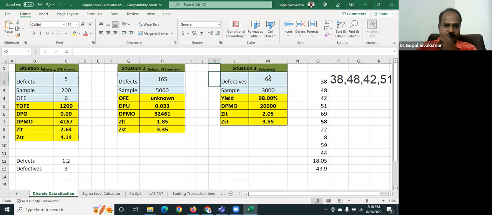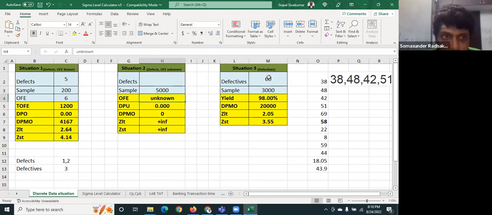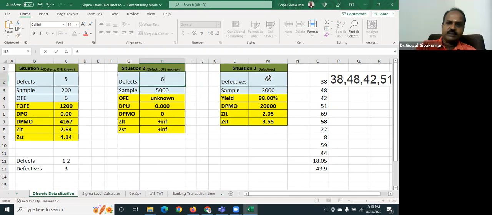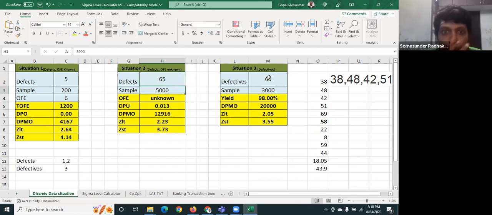Now imagine you have sampled 5,000 units. In that 5,000 units, you noticed 65 defects. What is the difference between the current scenario and the previous example I told? The previous example just tells that out of 3,000 products, 60 are defective. But here we should also consider the opportunity for error because we are considering the defects in detail.